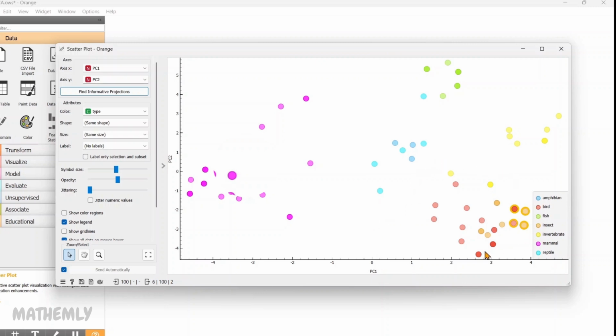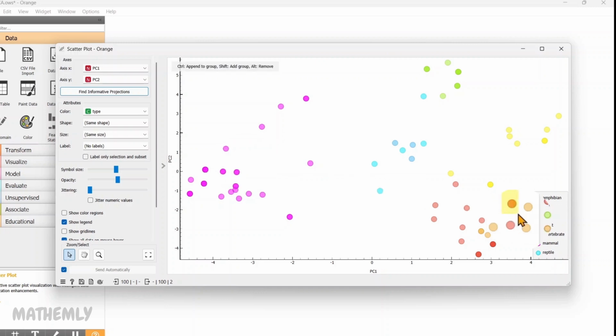Mixing of insects, birds, and invertebrates. The overlap between these groups indicates that some features are shared among them, making their distinction less clear in the first two principal components. Since PCA reduces high-dimensional data to just a few principal components, some loss of information is inevitable. This can lead to groups appearing mixed if their differences lie in components beyond PC1 and PC2. To get a clearer separation, additional components like PC3 or PC4 might need to be explored.